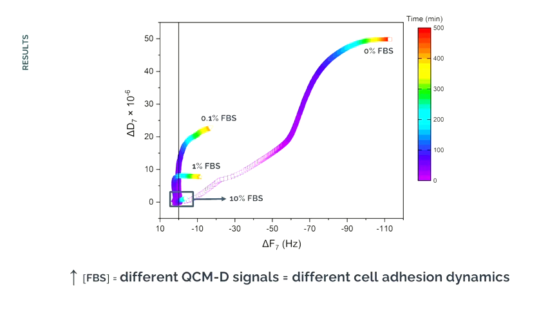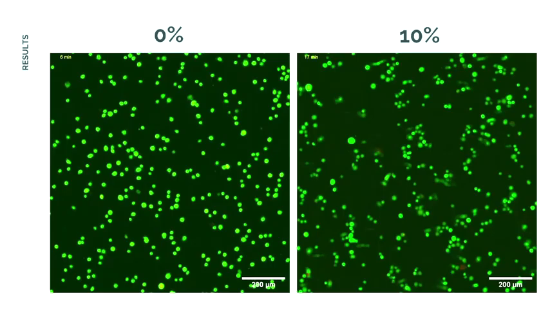So when we increased the serum concentration, we got different QCMD signals, which can mean that we have different cell adhesion dynamics. And here we have some results. I can show you the videos. So these are gingival fibroblasts that were stained with cell tracker. This is a green stain, a green dye. And you will see some red cells here, and they are stained with propidium iodide.